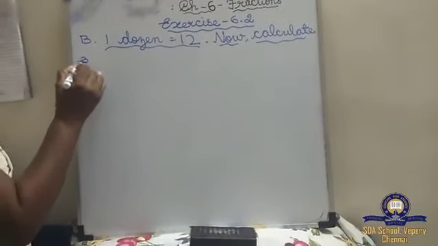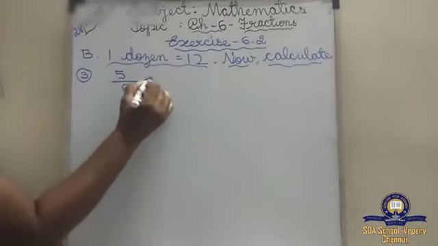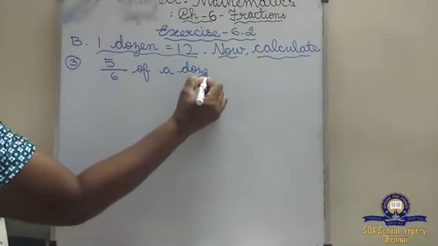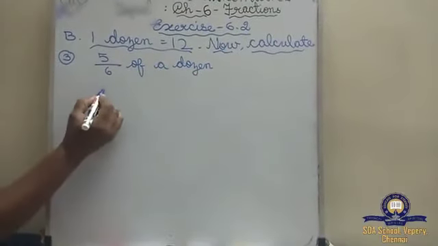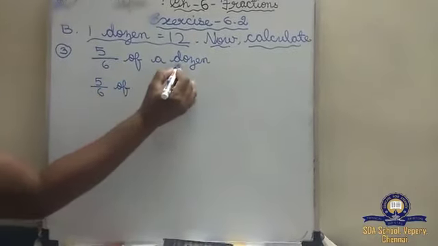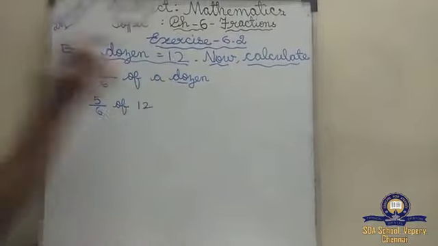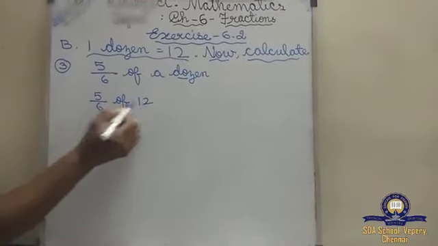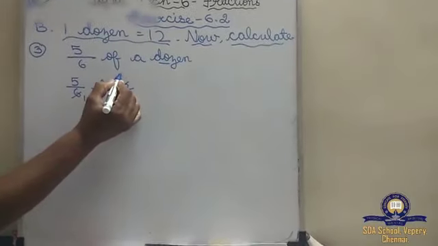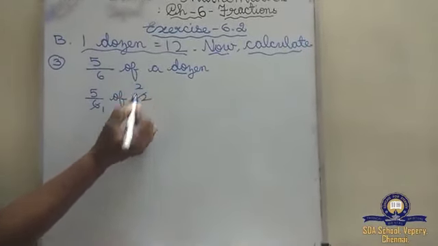Okay, third sum we will do. Third sum, 5 by 6 of a dozen. So what you have to do, children? 5 by 6 of dozen means what? 12. 1 dozen is equal to 12. Okay, children. So 12 goes in 6 tables. 1 6 is 6. 2 6s are 12. So what will come?